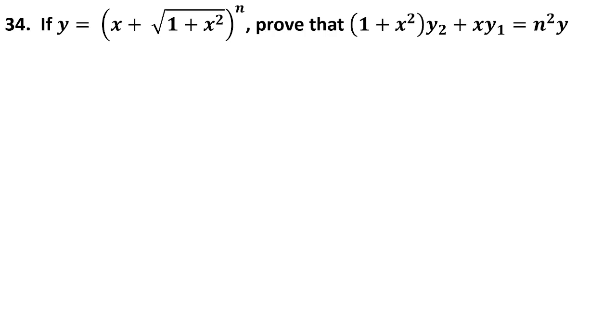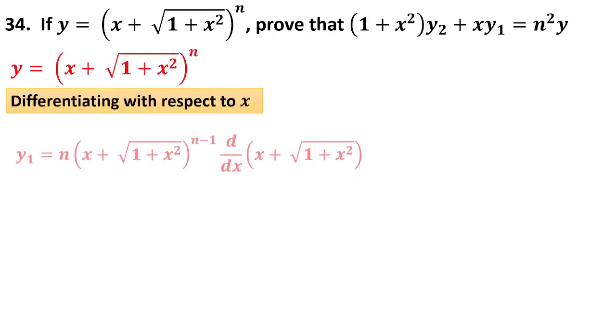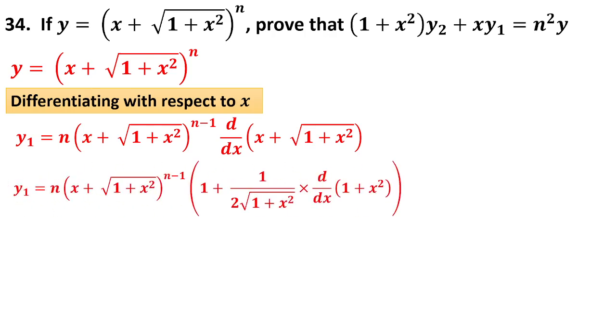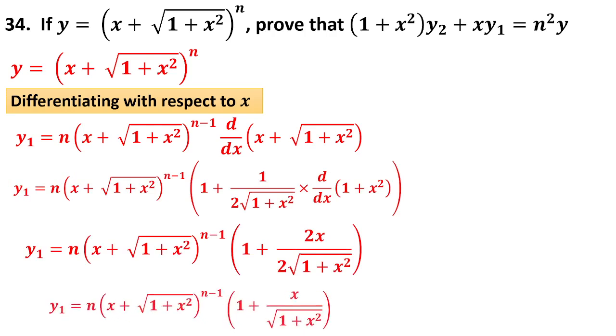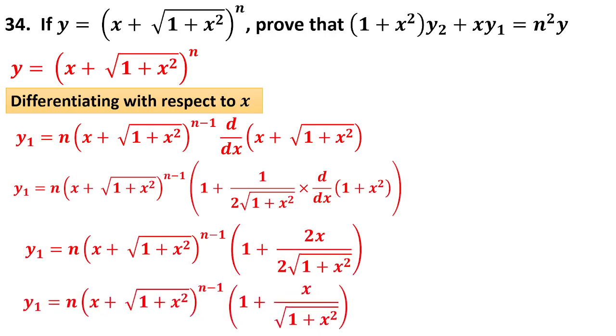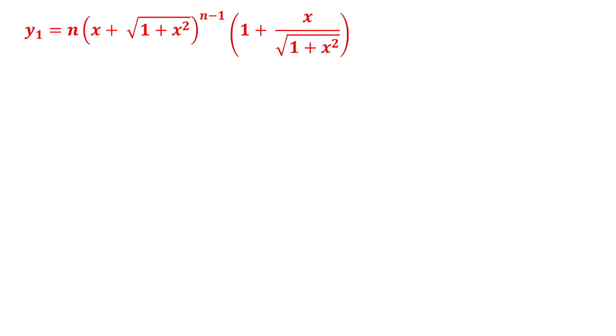Go to question number 34. Y is given. We have to prove an equation involving the second derivative. This is the first derivative. But before going to the second derivative, let us simplify it totally by taking LCM. 2 into square root of 1 plus x square. 2 will get cancelled. Where it will be 1 plus x upon root 1 plus x square.